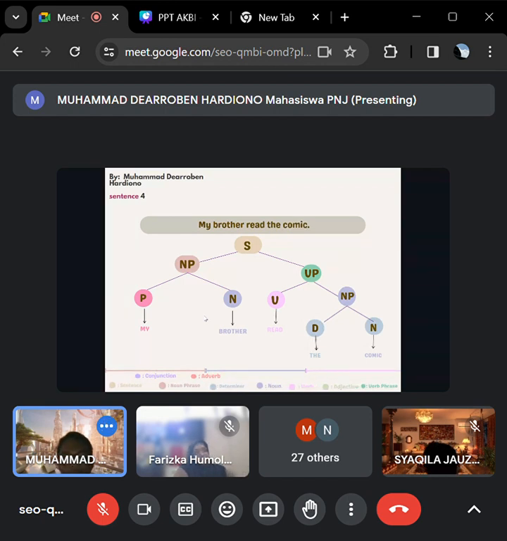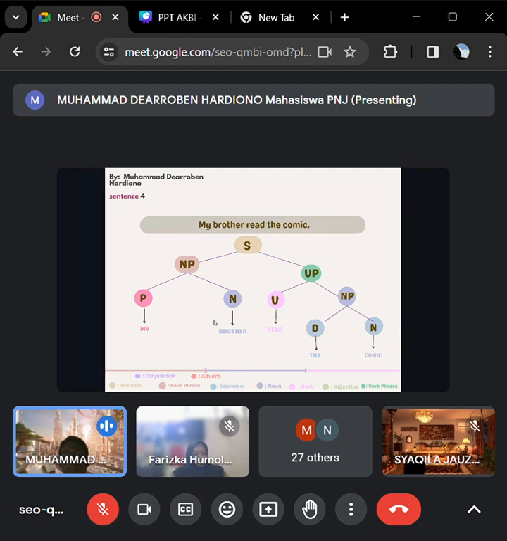The fourth sentence, my brother read the comic. The sentence is symbolized by S and consists of two elements, noun phrase and verb phrase. The first element is noun phrase, consists of two elements, pronoun and noun. The pronoun used is my, which is a pronoun belonging to the first person singular. And the noun used is brother, which is a singular common noun.